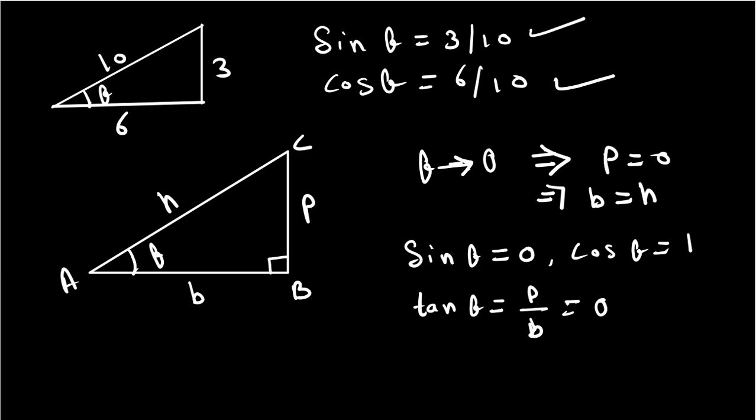When we know all these three quantities, we can find the value of all three reciprocal ratios too. So let's now focus on all three only. Sine 0 is 0, cos 0 is 1, and tan 0 is 0. So this is how we will find the value of all these quantities. Now let's check for 90 degree.